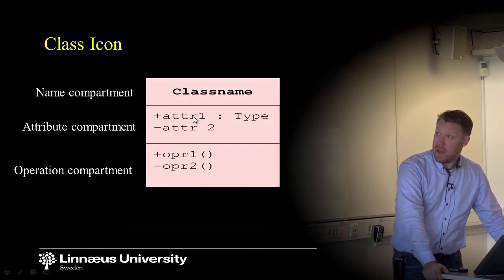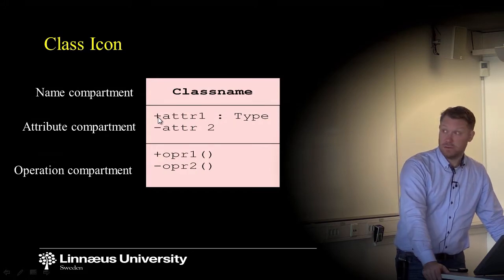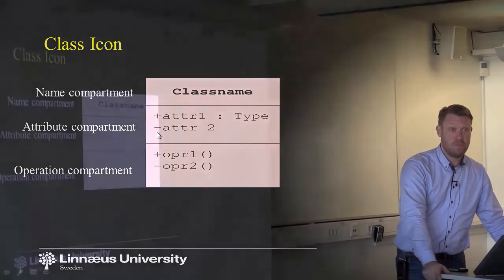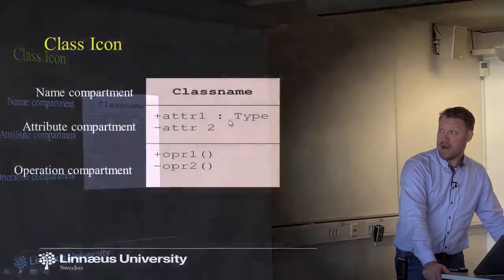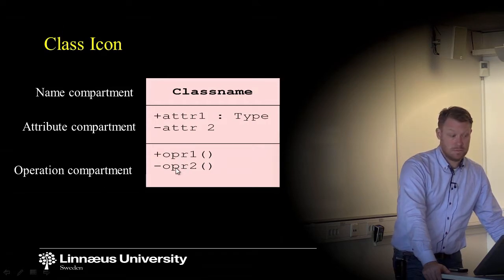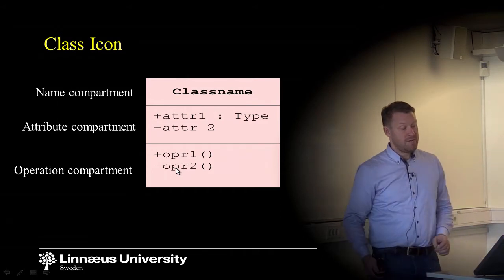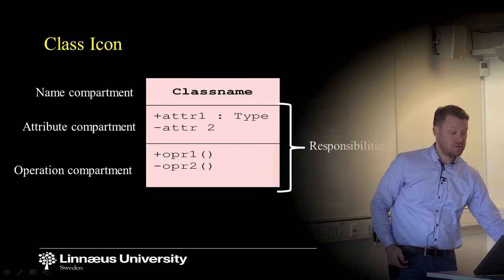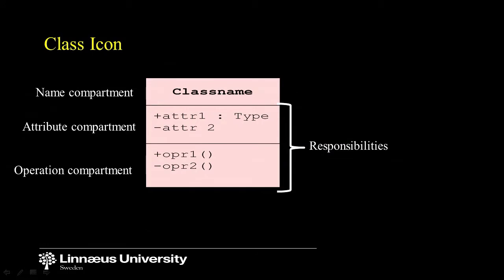But you can model a public attribute, that's the plus here, or a private attribute. Here we have a type for that attribute. Same here for the different methods. So what we have here is, in fact, the responsibilities for objects of this class.